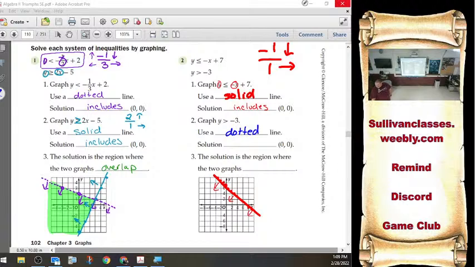On the beginning of 3-2, maybe 3-1, we had you write on there that if you ever see y equals a number, it's a horizontal line at that number. If you ever see x equals a number, it's a vertical line at that number. So when I see y is less than -3, then it's just a horizontal line at -3. And it says y is greater than that, so I shade above.